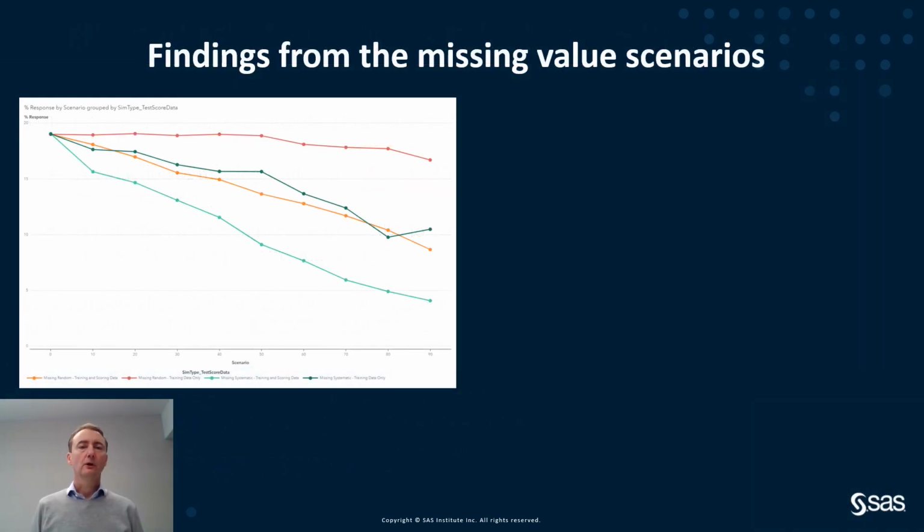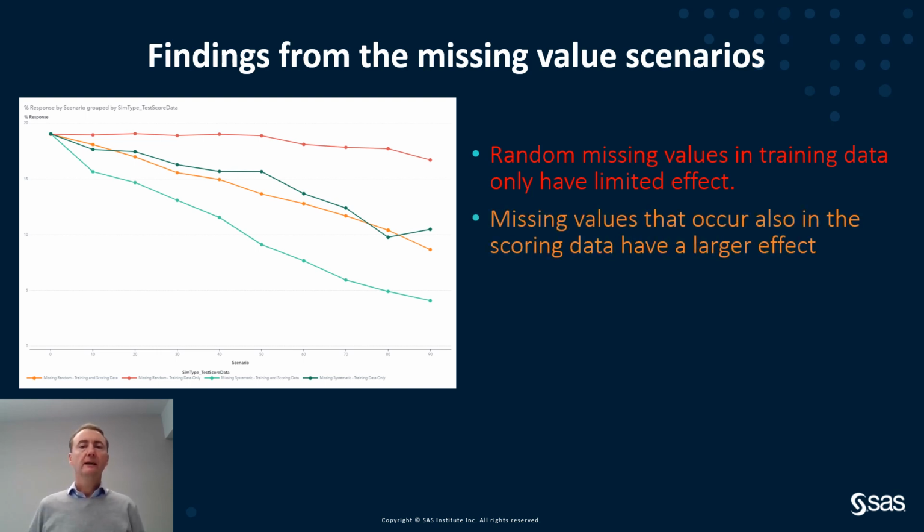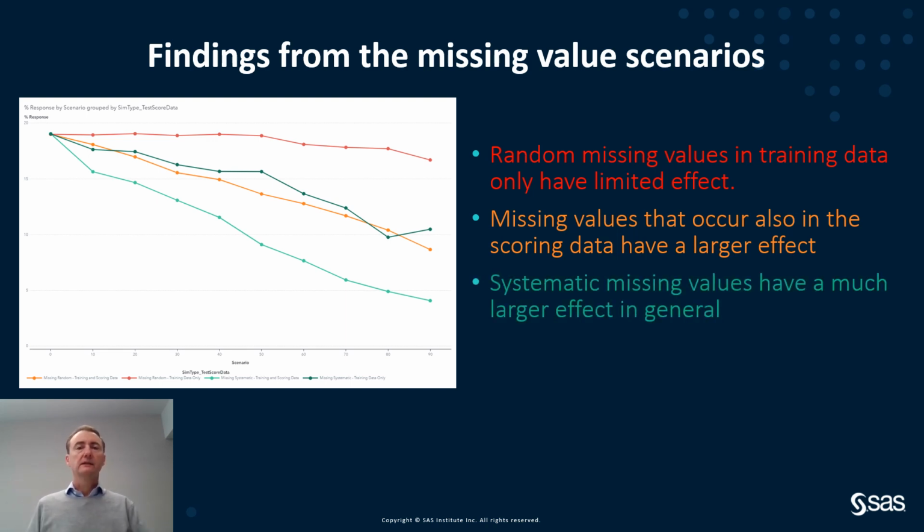Let's finally have a look on the findings of our missing value scenarios that we have seen here. First, of course, more missing values have an effect on model quality. It goes down the more missing values you have. However, we have also seen that it's very important to differentiate between the types of missing values. For example, random missing values just in the training data only have limited effect. If they only occur in the scoring data, the effect gets larger. And even stronger is the effect if they are not randomly but systematically, then we see quite a dramatic decrease in model quality.